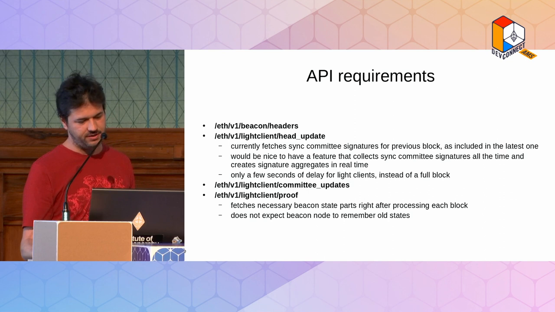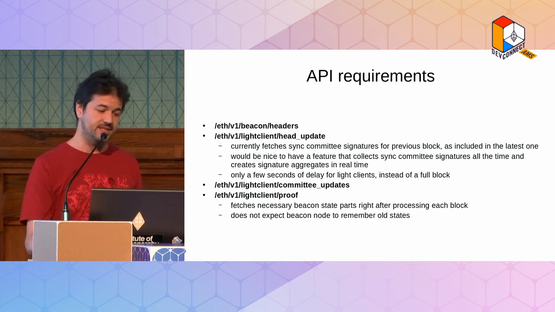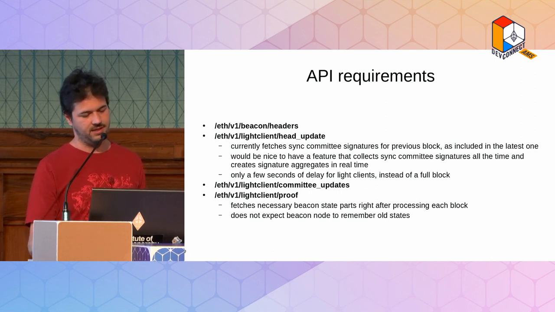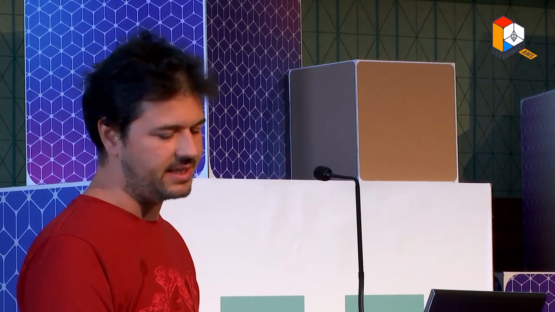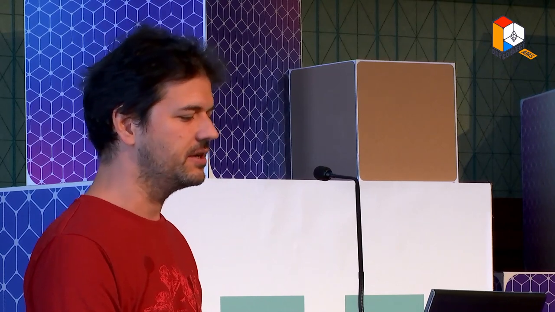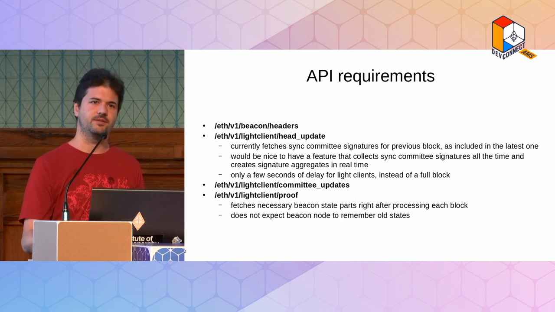Now, just a few words about what this design needs from the beacon node APIs. Basically, nothing really special. It needs beacon headers and beacon head updates. Here, I want to mention that in the current designs, usually in each beacon block, the last beacon header signed by the sync committee is included, which is fine, and this means that the beacon chain API provides a signed header for the last slot, which is kind of okay, but here I would propose some improvements.